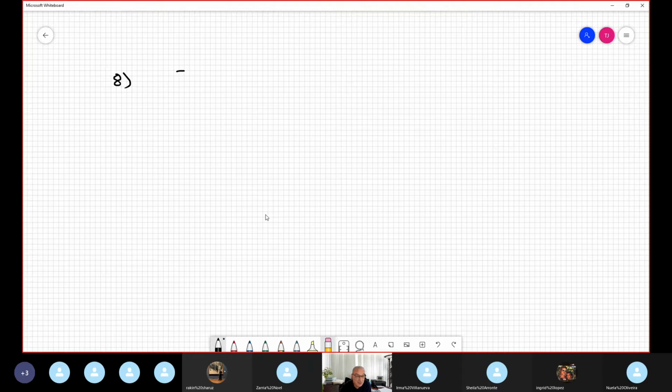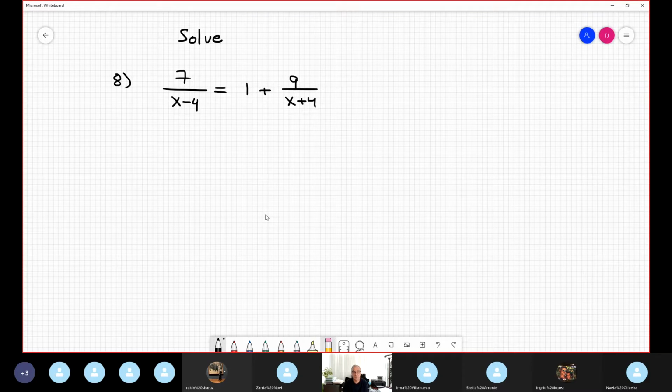Number 8 is 7 over x minus 4 equals 1 plus 9 over x plus 4. And the question says solve. Why? Because with the equation we have an equal sign as the clue que indicates to us that this problem is not simplified, it's solved. I need to find one solution, and when I finish I put x equals something, and something is not necessarily one value, maybe it's two values.